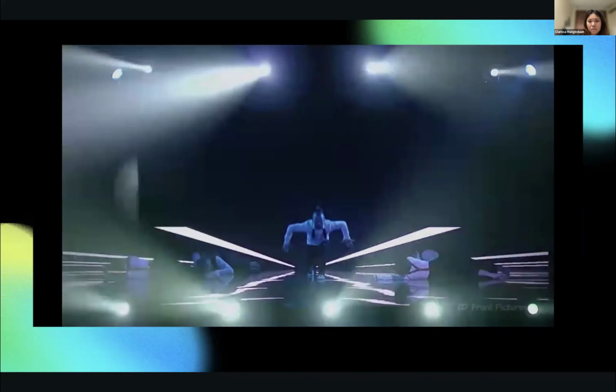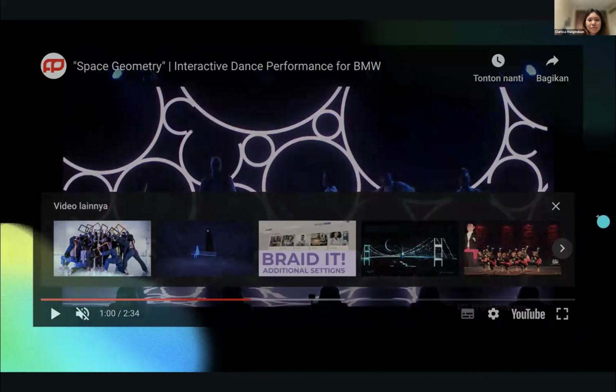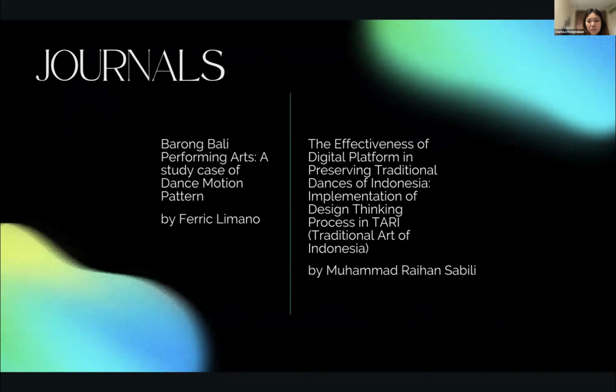So those, move to the next one. And then these are just some journals that I've found so far that are useful for me in terms of finding stuff to learn more about the application of motion graphics and dance.